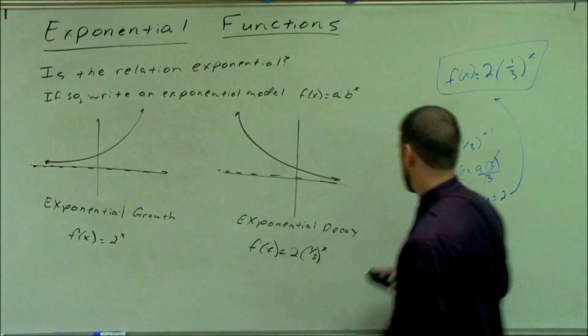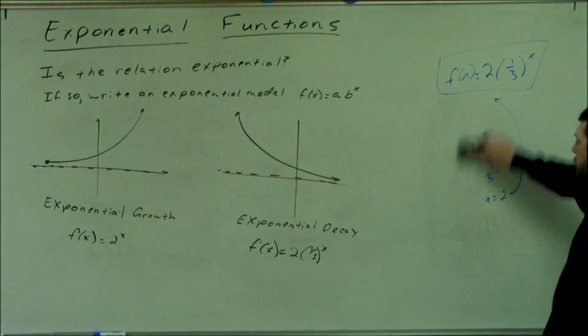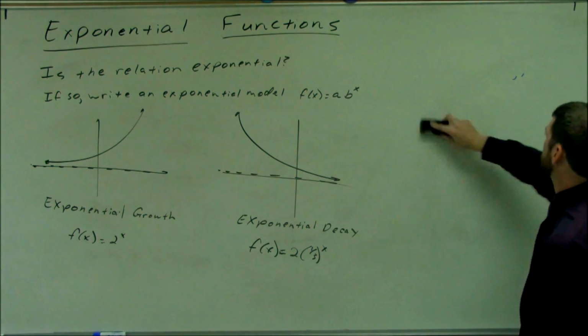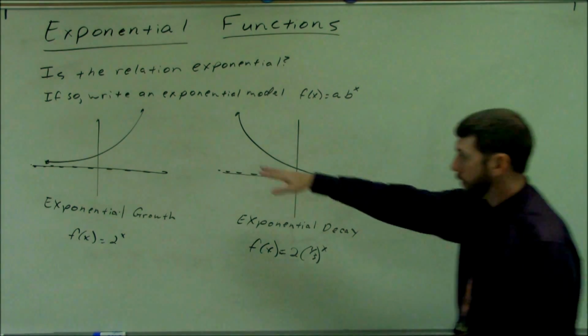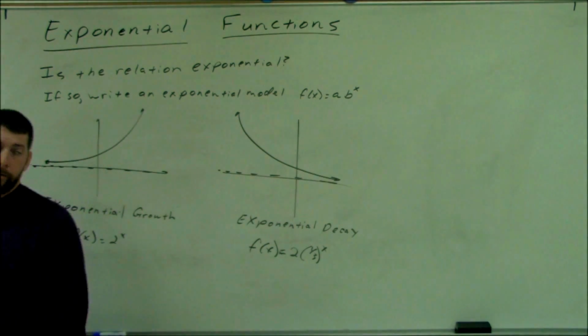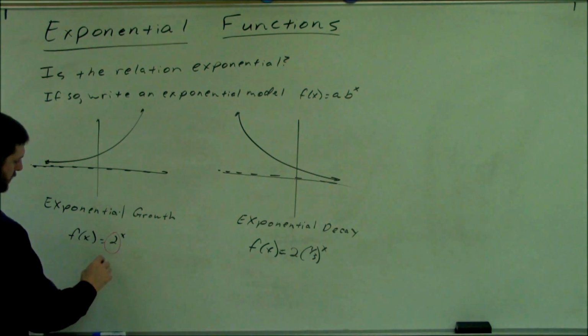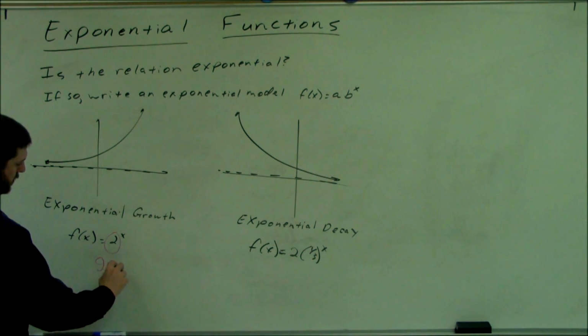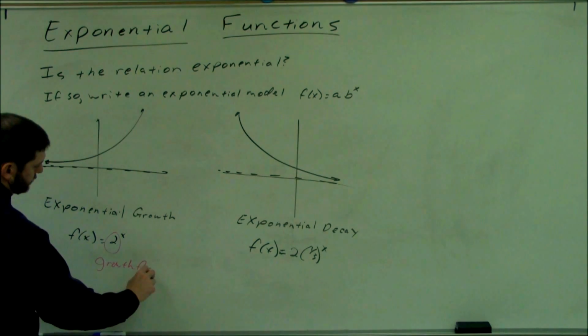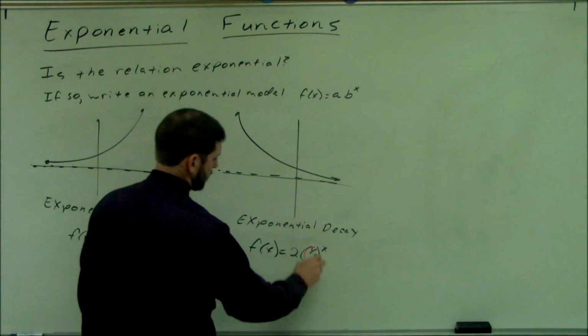So they both had a 2 in them. What is different about them that is causing the function to actually grow or decay? Well, that thing that's causing it to grow or decay is right here. This is our growth factor, or our decay factor.